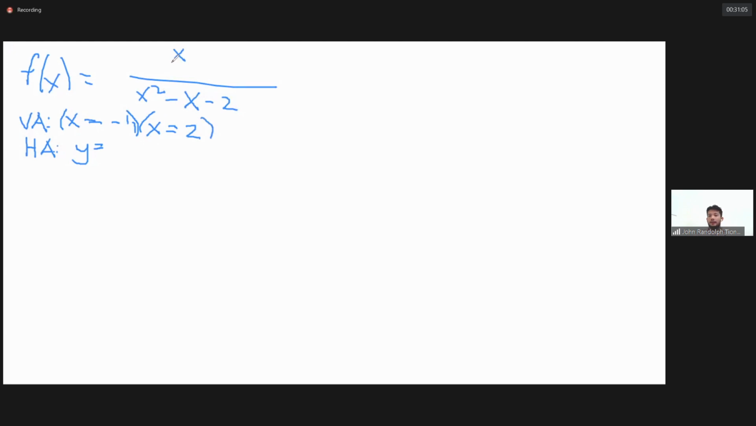Look at the degree of your numerator and your denominator. The degree of your numerator is less than the degree of your denominator, meaning to say our horizontal asymptote is equal to 0. Then from there, pwede ka nang gumawa ng mga points. Okay, then graph. Tingnan natin kung yung expected graph natin mamaya, i-check, double check natin sa Desmos.